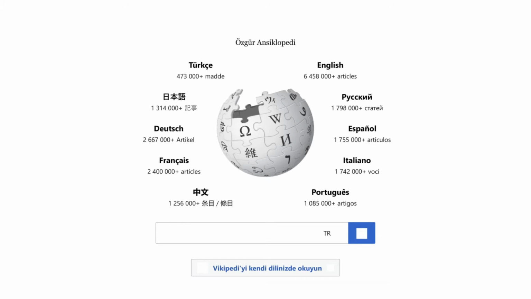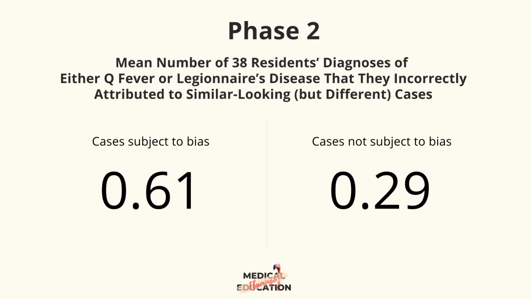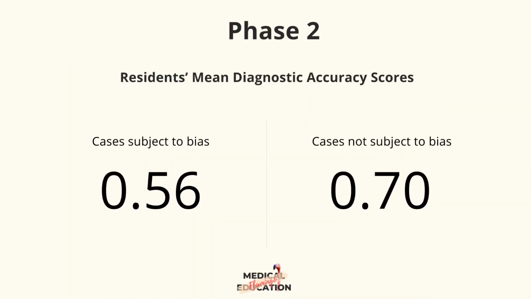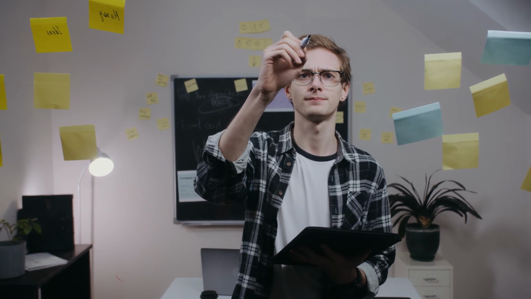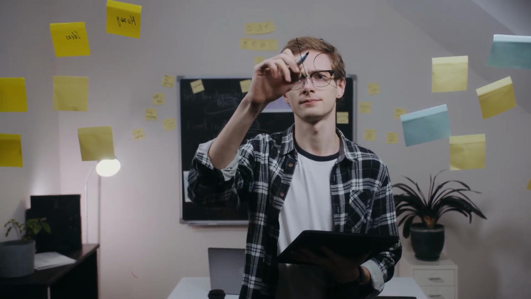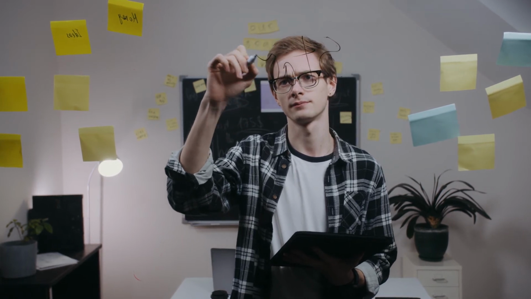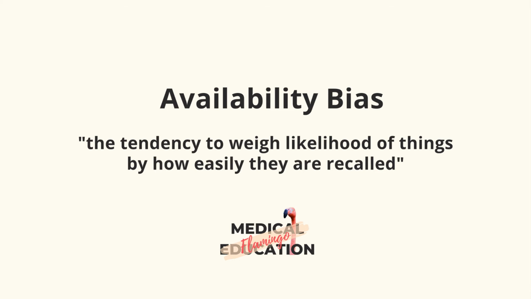Did reading Wikipedia 6 hours ago affect their diagnostic reasoning? Well, yes. In phase 2, the participants misdiagnosed the cases that were similar to the diseases they had read about on Wikipedia more than the cases they hadn't read about 6 hours ago. Also, the researchers reported that mean diagnostic accuracy scores were significantly lower on bias expected cases than on bias not expected cases. These results show that if we rely only on our non-analytical reasoning, which is fast and requires minimal effort, we are prone to availability bias, which has been defined as the tendency to weigh the likelihood of things by how easily they are recalled. It seems this bias may emerge from exposure to disease information in the media.